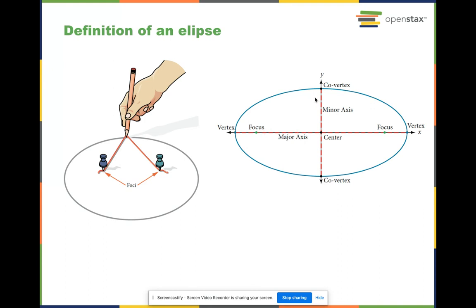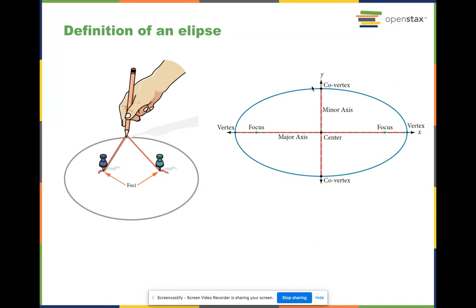So we've got more points than usual. With the circle, we just had the center. Here we've got a bunch of points. We have the center, we have the two foci, we have the two vertices, and we have the two covertices. So one thing to notice is that the foci are always going to be along the major axis. Whichever axis is longer, that's the axis where the foci are going to be along.